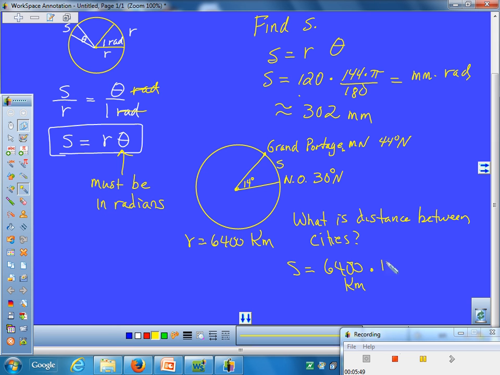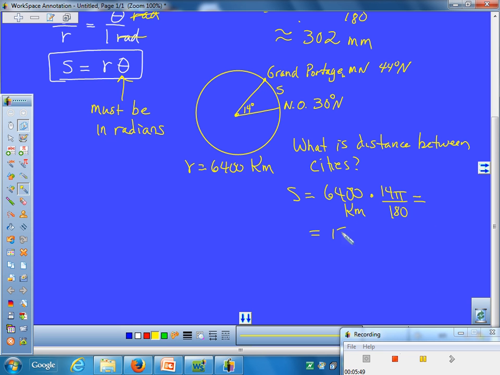Why did she say 14 pi over 180? It's in degrees. We need to be in radians. So 14 pi over 180. You throw it in a calculator, and the calculator is going to produce an answer of 1,564. But you're going to round to significant digits. So where are you going to round to? Well, 14 is 2 digits, and 6,400 is 2 digits. So you'd round that off to 1,600. What units? Kilometers.